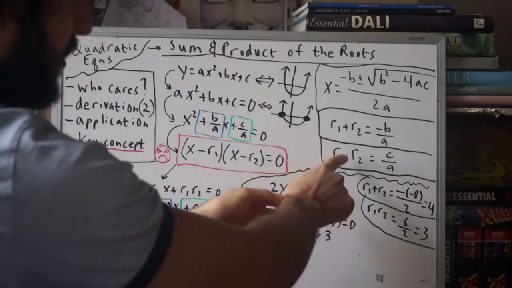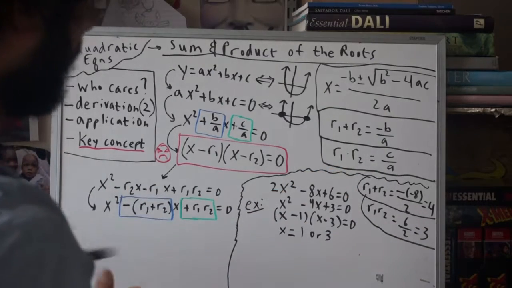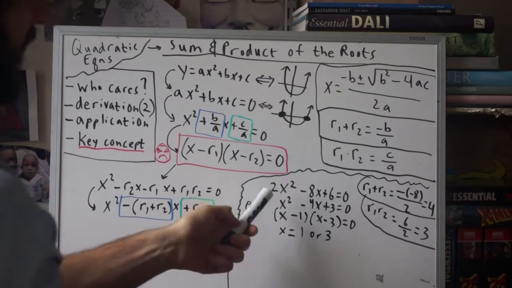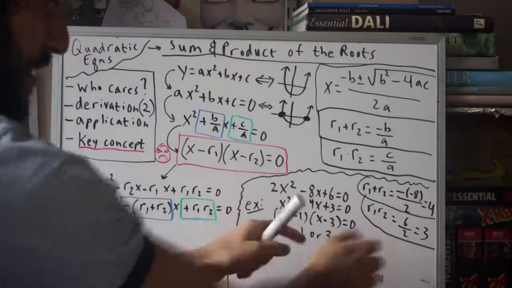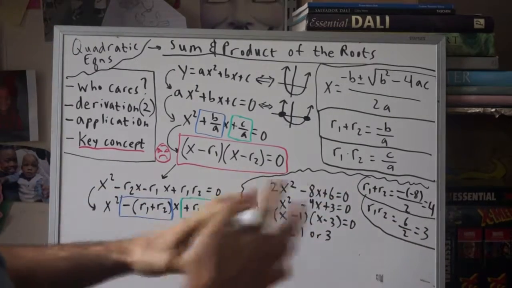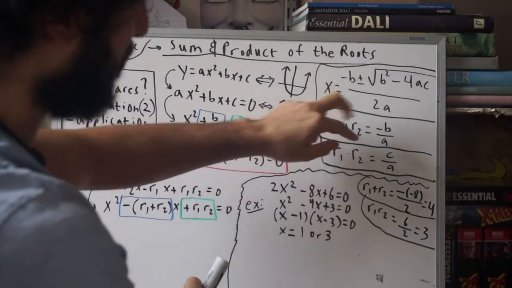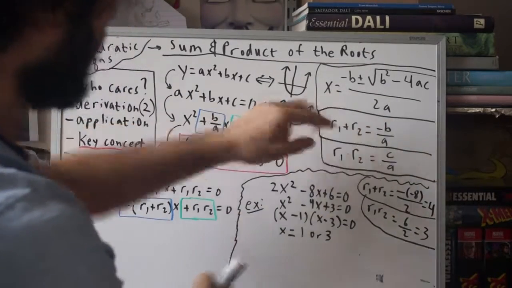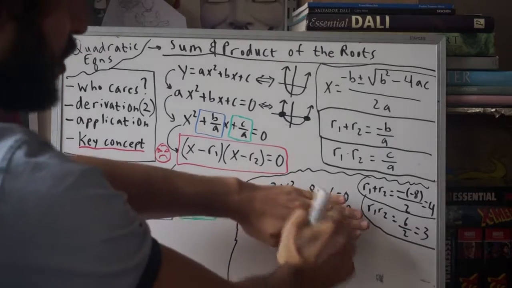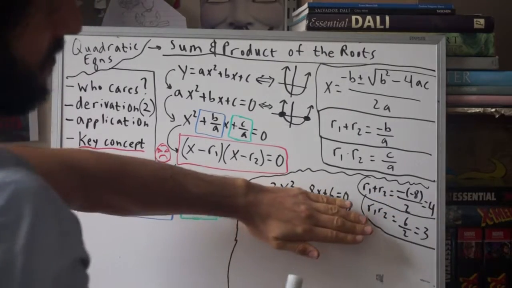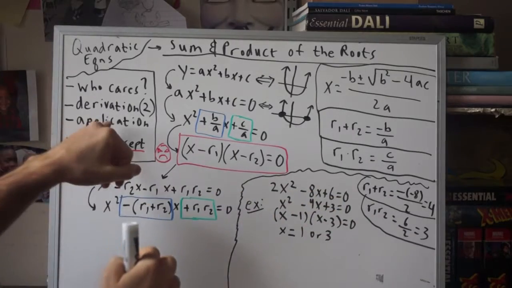Now, the product of the roots should be c over a. So c is 6, a is 2, and 6 over 2 is 3. And if you remember, 1 times 3 is also 3. So this works out. So how would you be using this stuff? You would just memorize these two things here. And when you see something like this, without finding these x's, you can go straight from here to here. So that's the application part.